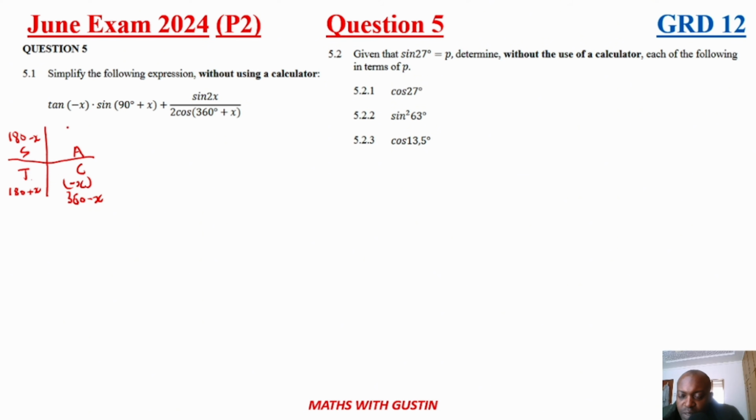minus x. There are many others, guys, and then this one here is 90 minus x. This one is 90 plus x, right? Okay, and once you are able to remember all this, guys, you need to remember this by heart.